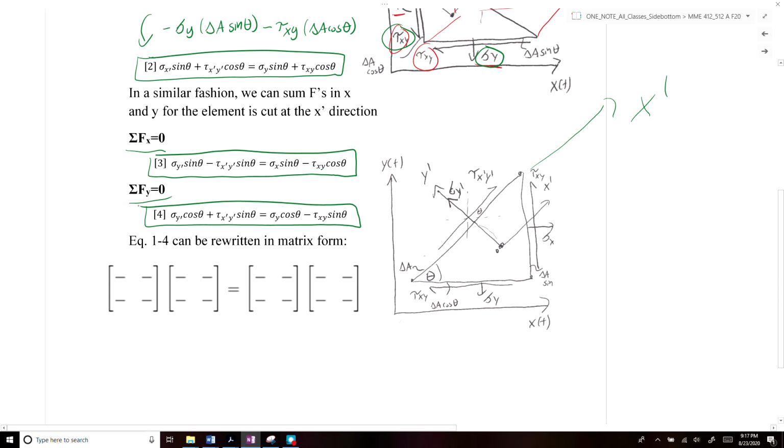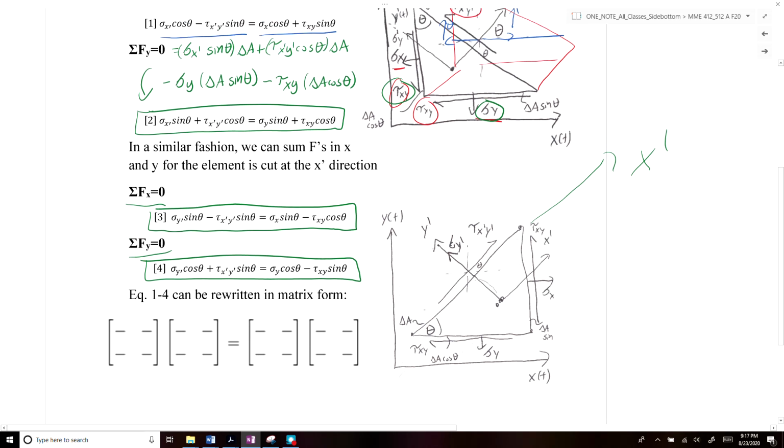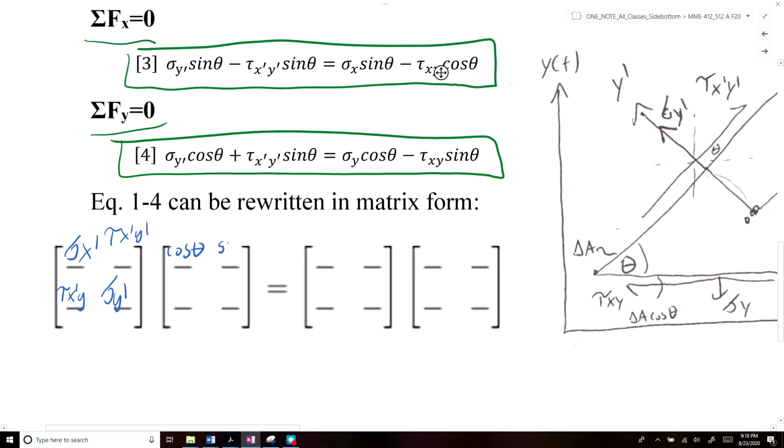All right. So we can rewrite equations 1 through 4 into matrix form. So if we do that, what we end up getting is sigma x prime, tau x prime y prime, sigma y prime, and tau x prime y prime, equal to the matrix with cosine theta, sine theta, and then minus sine theta and cosine theta, times our original stress matrix, and then cosine theta, sine theta on this side, minus sine theta and cosine theta on the bottom.